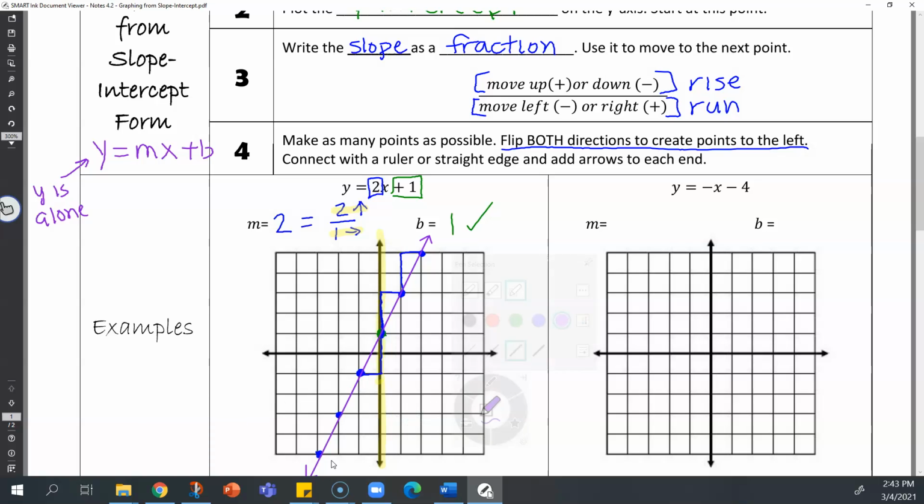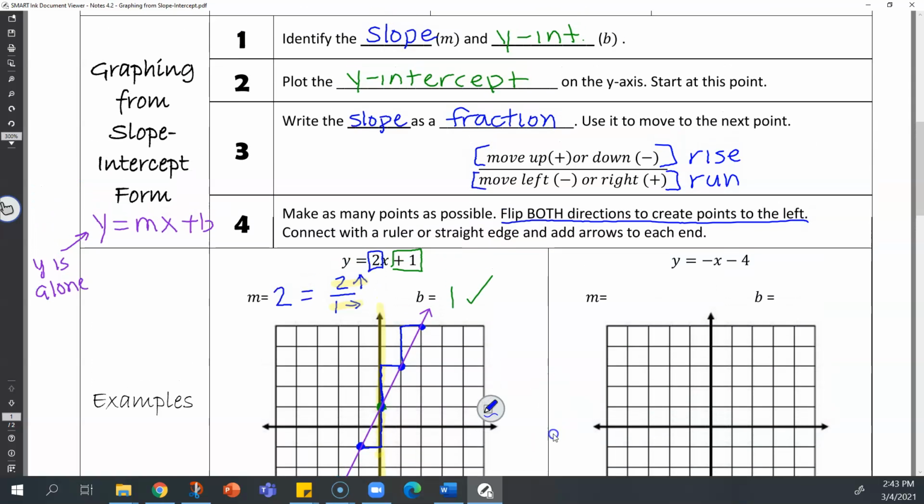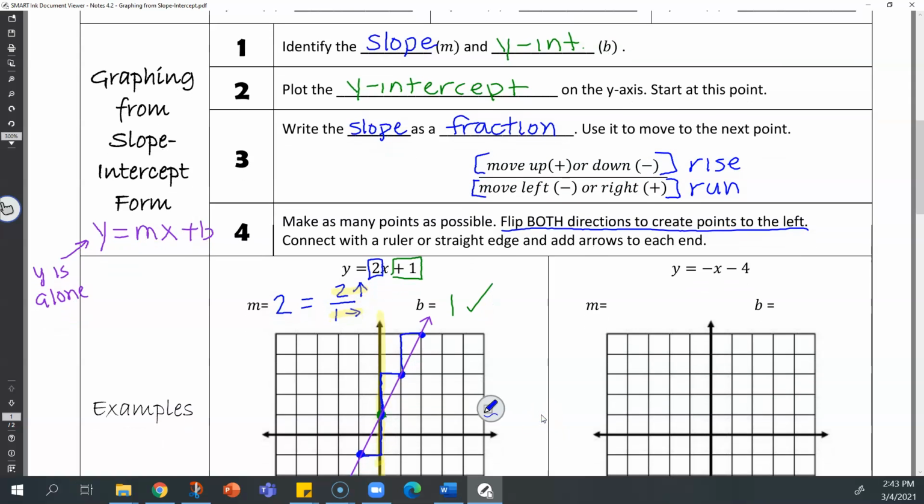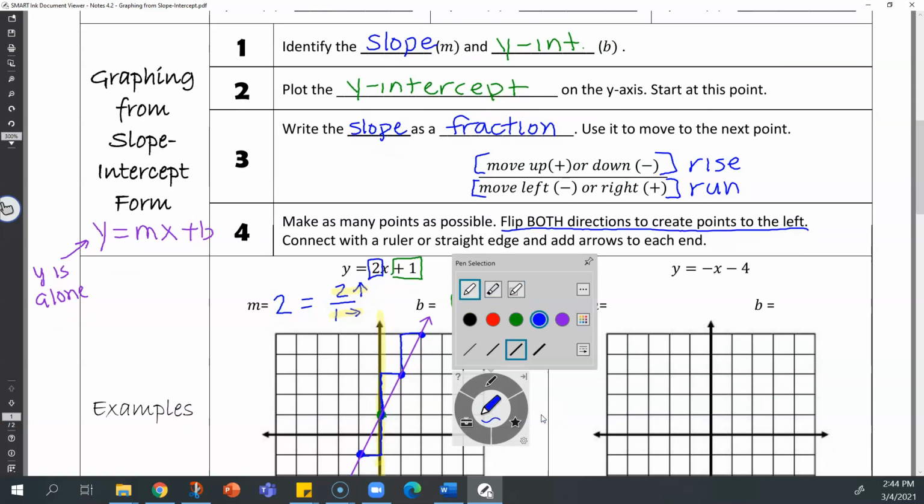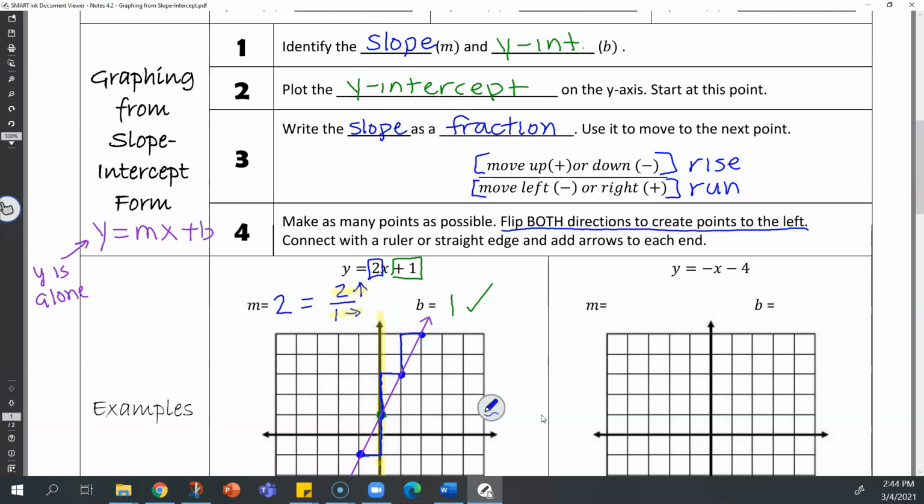So let's take a look at this second example. The first thing I want to do is identify my slope and my y-intercept. This one's a little tricky because my slope, the number in front of x, is a little tricky here. It doesn't appear that I have a number in front of x, but I have a negative sign there. So the number that's really in front of that x is -1. My number that's all alone is my b, my y-intercept. In this case, my y-intercept is -4.